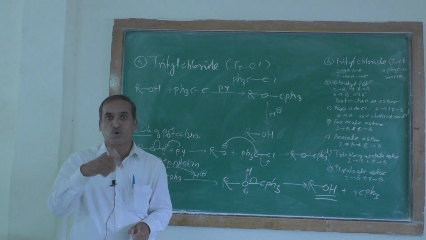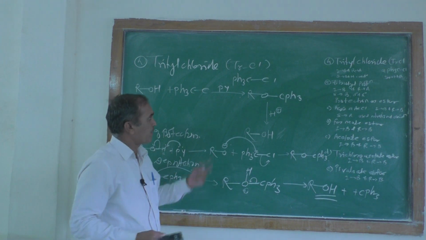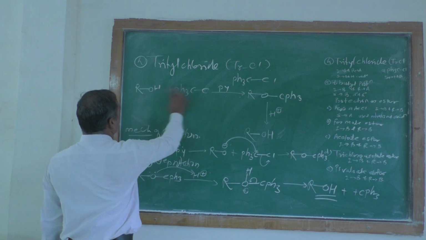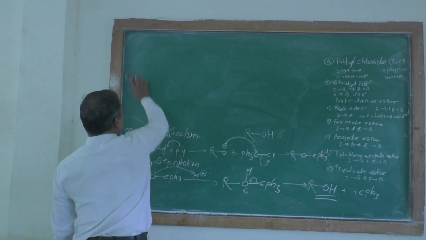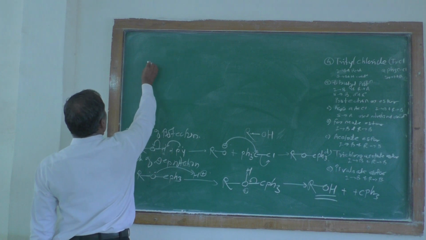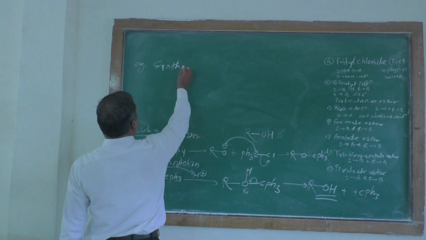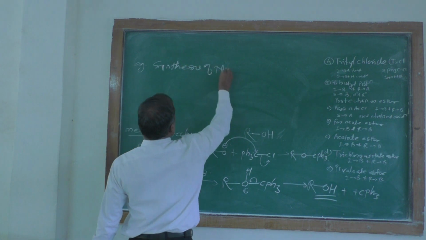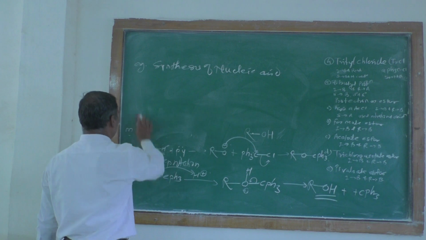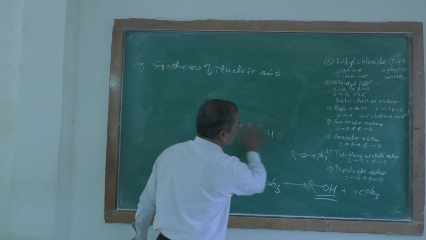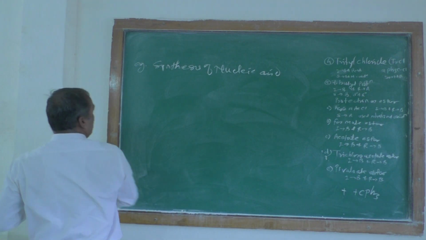In the synthesis of nucleic acids, this type of protection is required. Let us look at the main application of this group, for example, in the synthesis of nucleic acid. While synthesizing nucleic acid, this type of protection is useful, and that is because trityl chloride is a very bulky group.